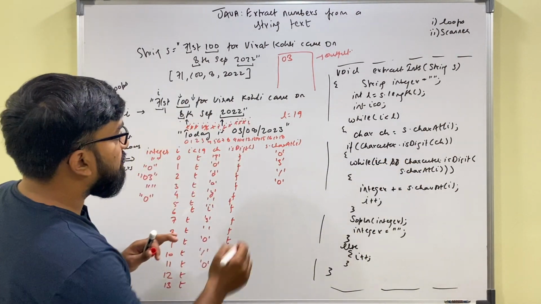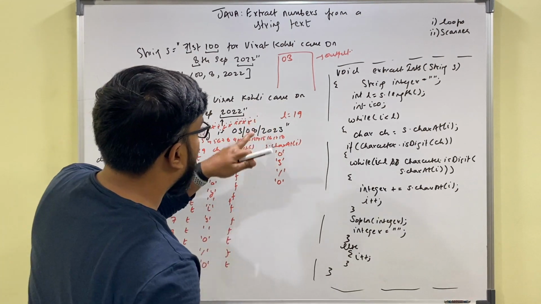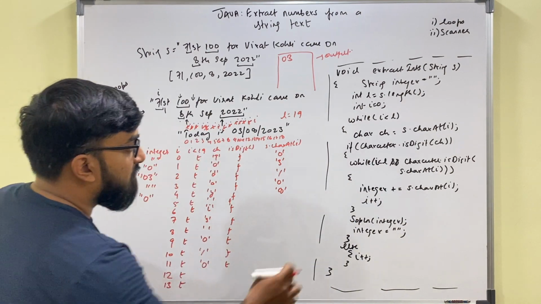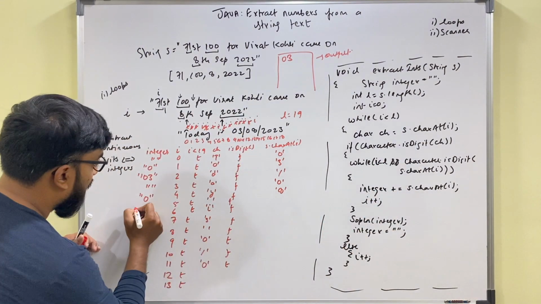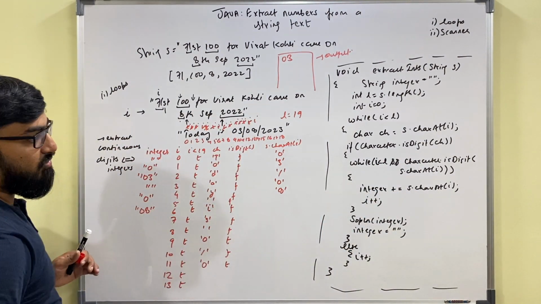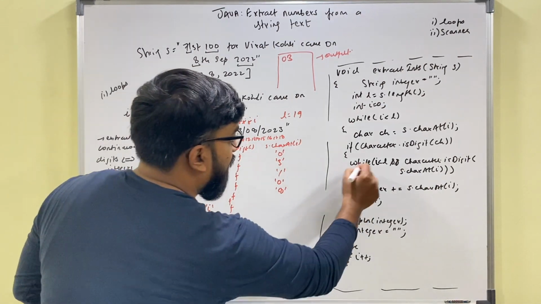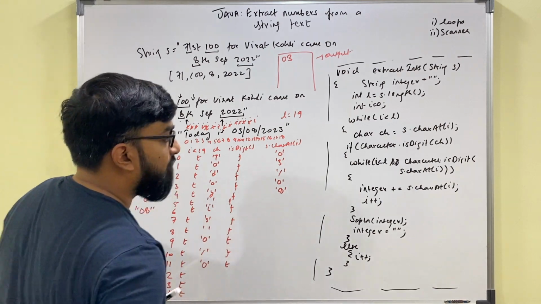Second condition is s dot caret I is digit. S dot caret I is 8. This is a digit, true. This condition is true. These two conditions true. Integer plus equal to s dot caret I. Integer becomes 0, 8. Okay. I plus plus, I goes 14. Okay, 14 is less than L is true.